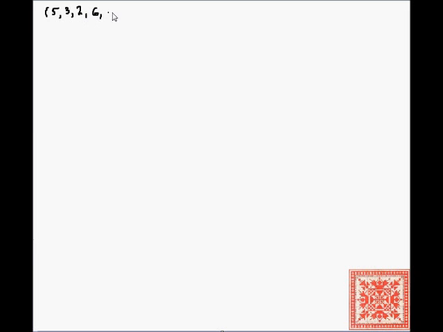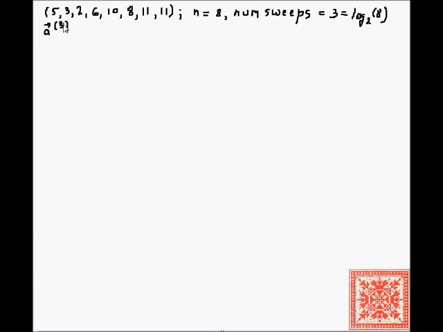Okay, so let's do another sample, and then we'll take a look at the source code. So 1, 2, 3, 4, 5, 6, 7, 8. Yes, so 8. So it's an integral power of 2. So n is equal to 8. So we're going to have 3 sweeps. The number of sweeps is equal to log to the base 2 of 8, which is equal to 3. So at level 3, which is the original level, we just have coefficients. That's the input: 5, 3, 2, 6, 10, 8, 11, 11.